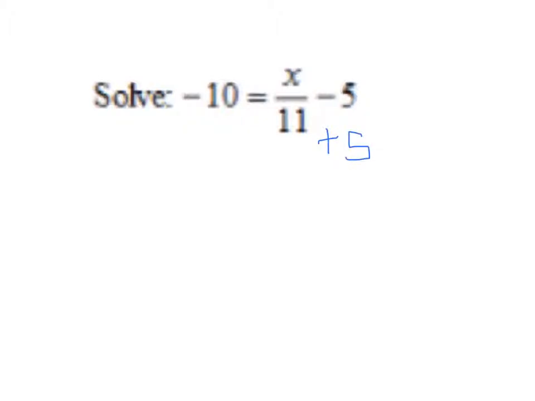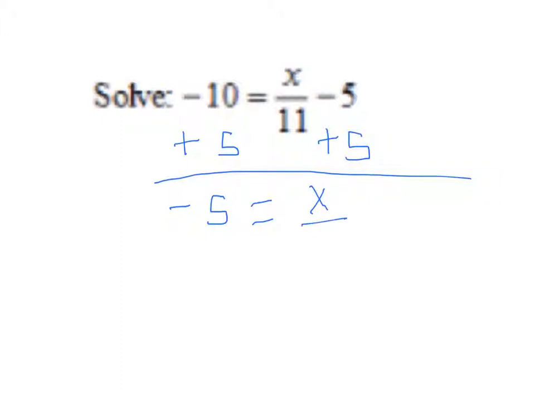Whatever I do on the right side of my equation, I need to do on the left side of my equation. So I'm going to add 5 on the left side as well. Now, when I'm looking at these, I see that my signs are different, so I'm going to subtract and keep the sign of the number with the larger absolute value. So my answer is 5. Negative 10 has the larger absolute value, so this is negative 10. This is equal to x over 11.